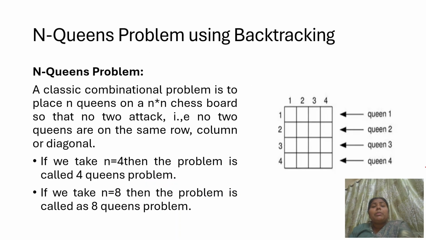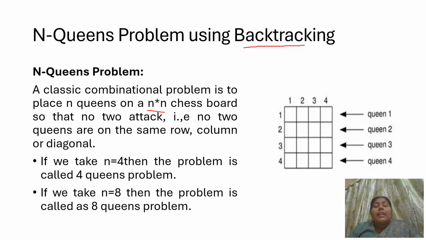What is the N Queens problem? Here I am going to use a problem solving technique called backtracking. In the N Queens problem, we use an n cross n chessboard. That is the main concept. On an n cross n chessboard, I am going to place n queens, and there should not be two queens attacking each other. That is, no two queens on the same row, the same column, or the same diagonal.